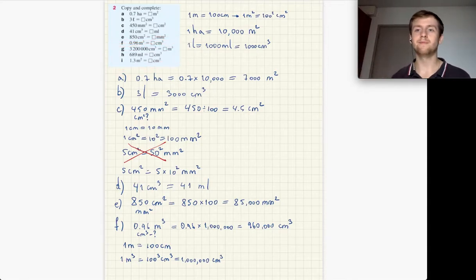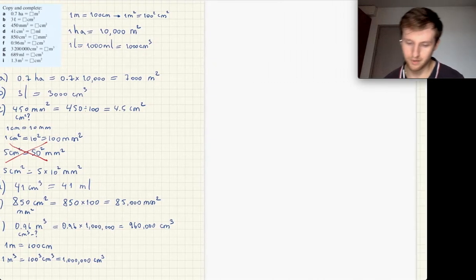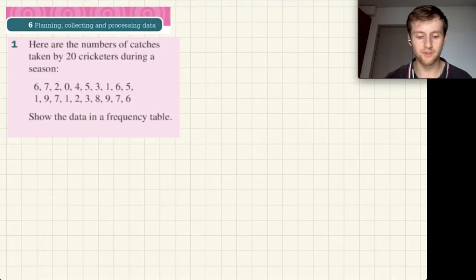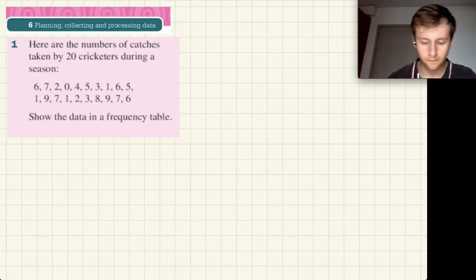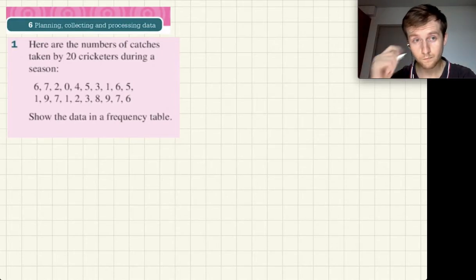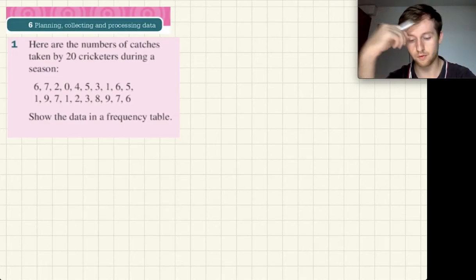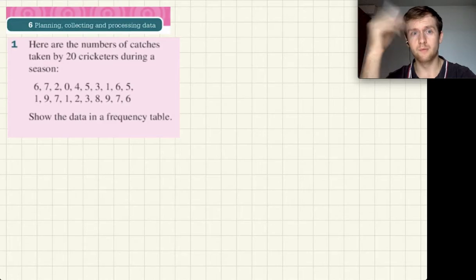As for me, I have one more topic for today, which is planning, collecting and processing data. Here are the numbers of catches taken by 20 cricketers during a season. Show the data in a frequency table. Okay, let's build a frequency table. First we have to figure out what frequencies we have.